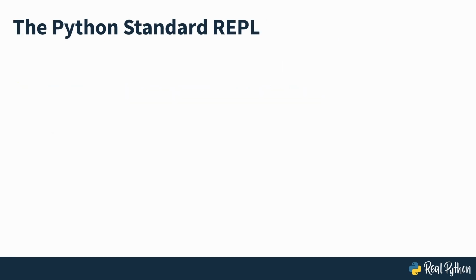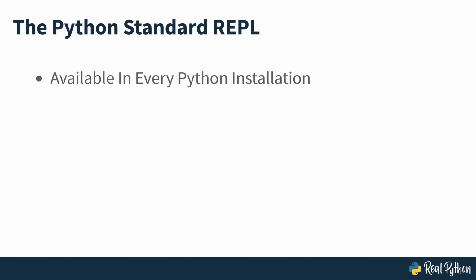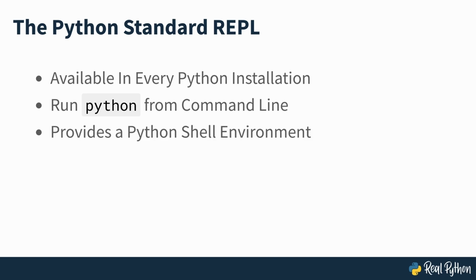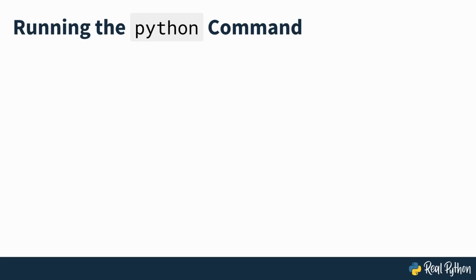The Python standard REPL is available in every Python installation. To start a new session, you just need to run the Python interpreter in interactive mode from your command line. This mode will put you into a shell environment where you can execute Python code. Learning how the input code works is a way of getting immediate feedback on it. Once you've installed Python on your computer, then you can immediately start benefiting from this tool.